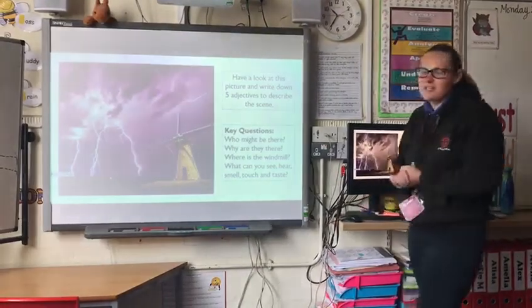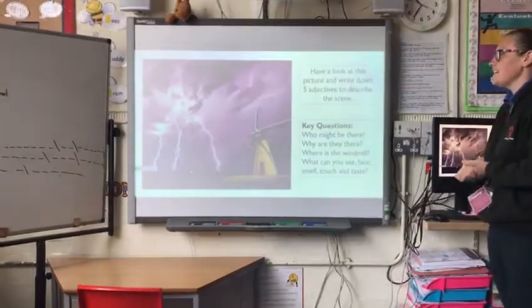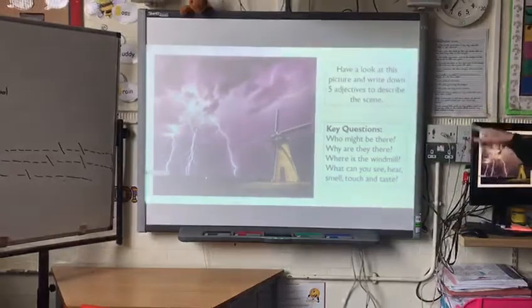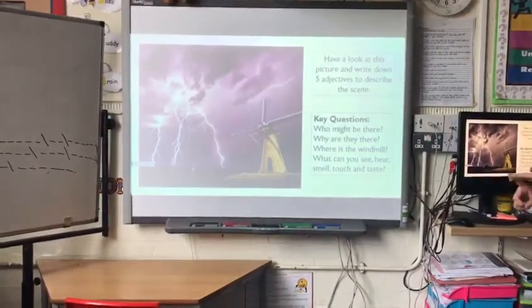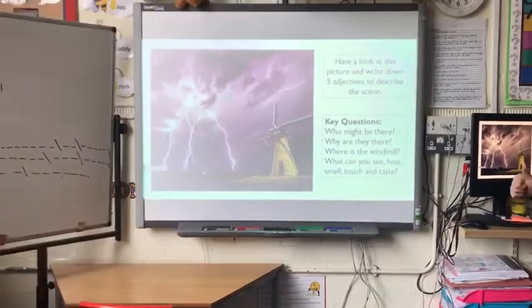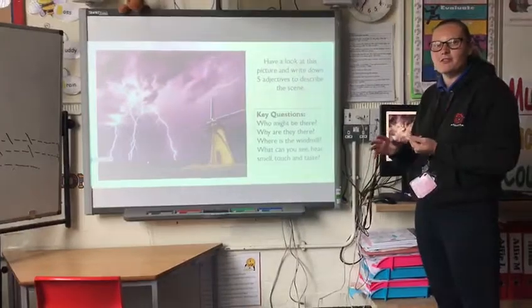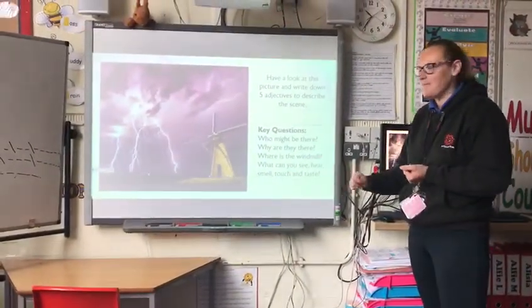So I've chosen this picture for us to look at today, and I would like you to have a look at this picture and write down 5 adjectives to describe the scene and answer these key questions. So who might be there? Why are they there? Where is the windmill? And what can you see, hear, smell, touch and taste? And again, this is another opportunity for you to pause the video and to write those ideas down before we move on.